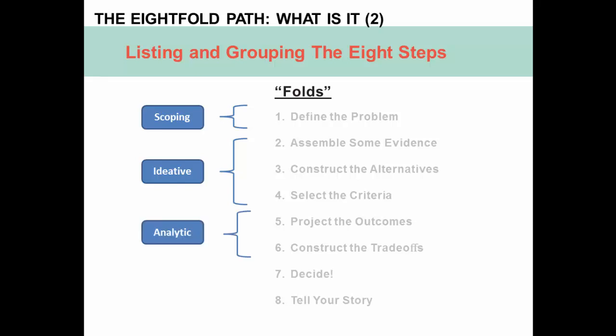The next 2 steps are the most demanding and challenging in the Eightfold Path. Project the outcomes and construct the trade-offs involve processes that are analytic. And lastly, when we decide which of the alternatives is the winning alternative, and then prepare to tell our client and to tell the world about which recommendation is best and why, we're undertaking an activity which largely involves reporting the results of our work. Here are our 8 steps and 4 groupings that you might use to help keep the steps straight.